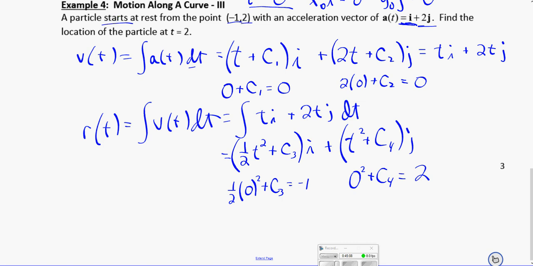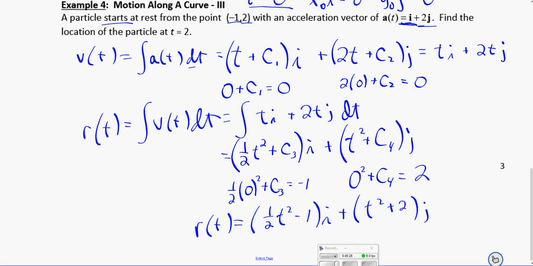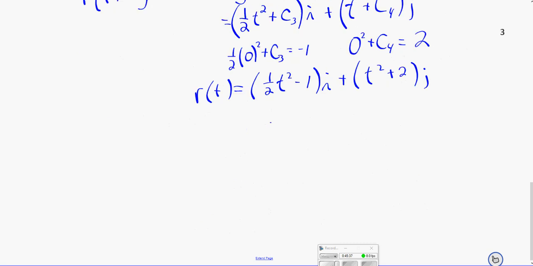So now I've got my position vector. My position vector is 1/2 t squared minus 1 in the horizontal, so times vector i, plus t squared plus 2 in the vertical, so times vector j. And then we'll go ahead and finish it off by substituting 2 in.